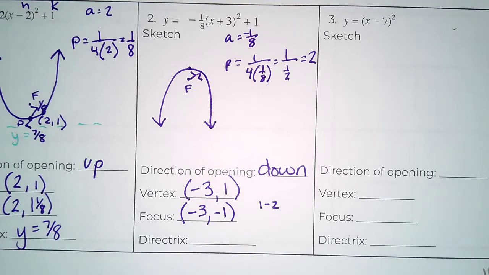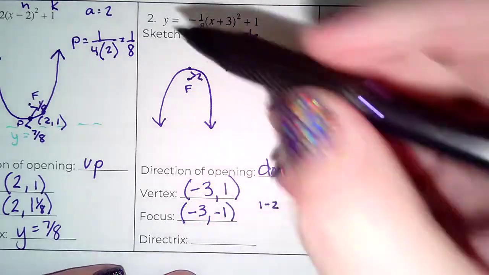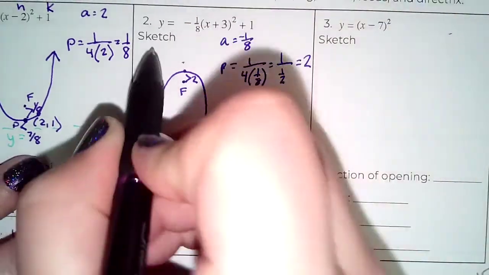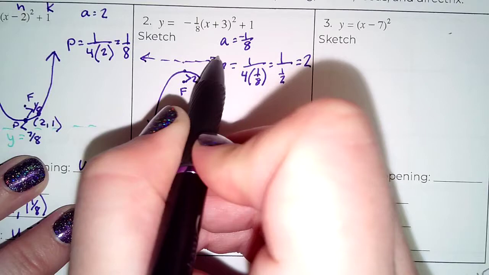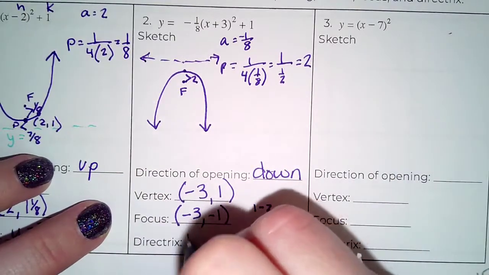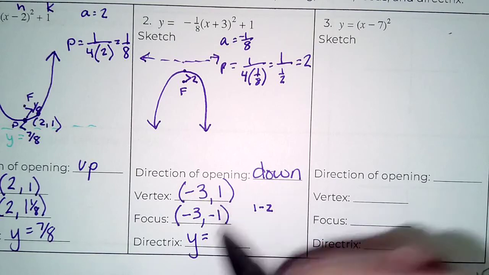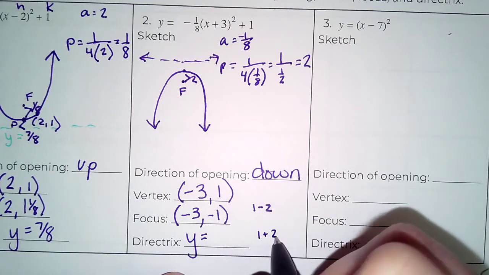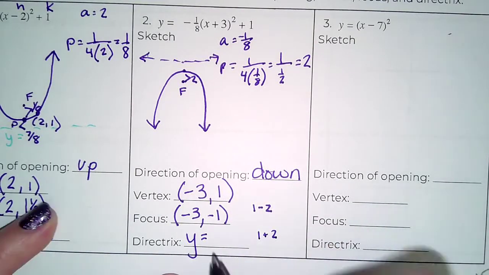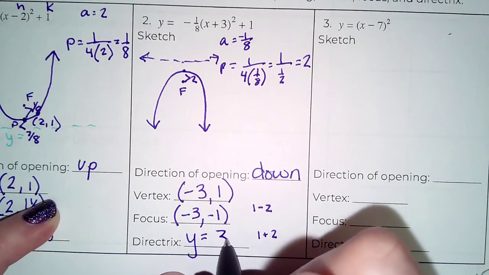And if you need to put this on graph paper, that might help you a little bit. You're welcome to grab some if you're in class. Okay, the directrix will be me going up because this is an upside down one. So it'll be y equals, and I look at the y value of my focus, and I would add the 2. So my directrix is y equals 3.